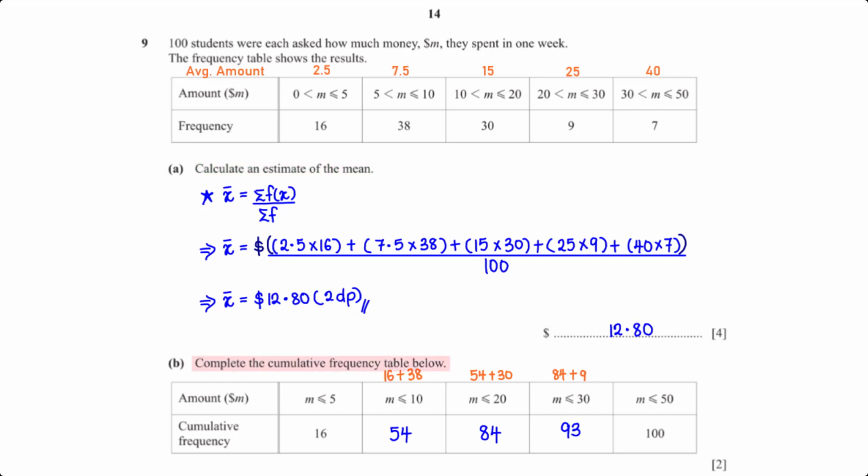Complete the cumulative frequency table below. The number of students who spent less than $5 is 16. The number of students who spent less than $10 is 16 plus 38, which is equal to 54. The number of students who spent less than $20 is 54 plus 30, which is equal to 84. The number of students who spent less than $30 is 84 plus 9, which is equal to 93.